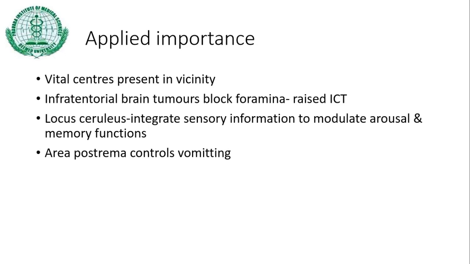Moving on to the applied importance of the fourth ventricle. As vital centers are present in the vicinity of the fourth ventricle, an injury to this area might be fatal. Infratentorial brain tumors block the foramina, which leads to raised intracranial tension manifested by vomiting and papilloedema, etc. The locus coeruleus integrates sensory information to modulate arousal and memory functions. The area postrema is considered a vomiting center.